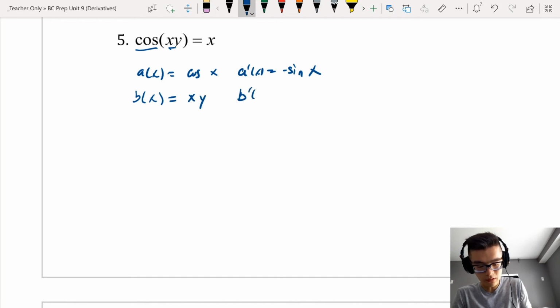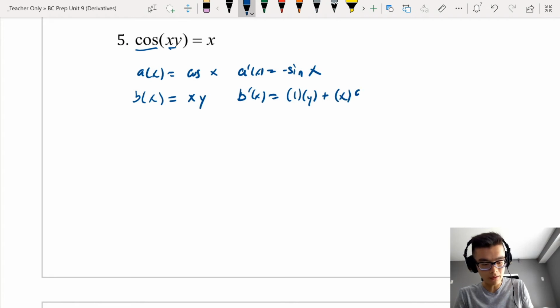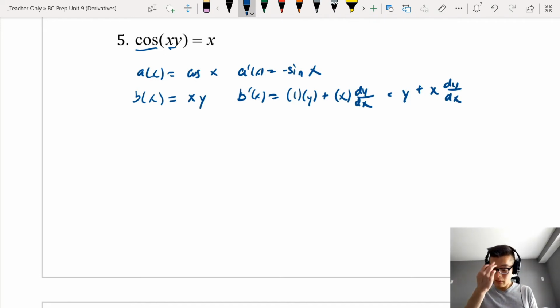Derivative of the inside function, ooh, here we go, product rule. Okay, so derivative of the first term, which is just 1, times the second term, plus first term times the derivative of the second term, so dy dx. Let's just clean this up a little bit. We get y plus x dy over dx. Cool. Okay, that's not too bad.